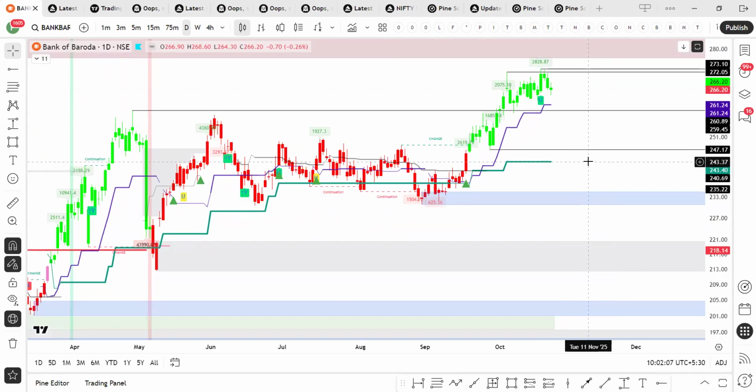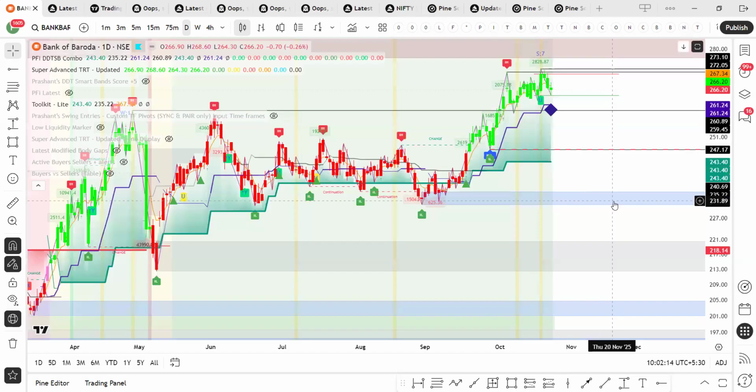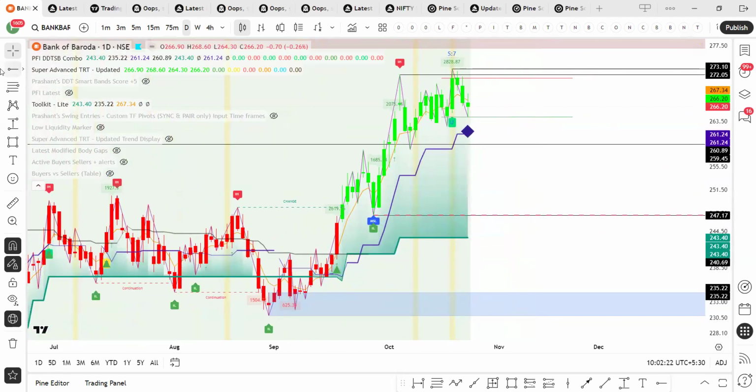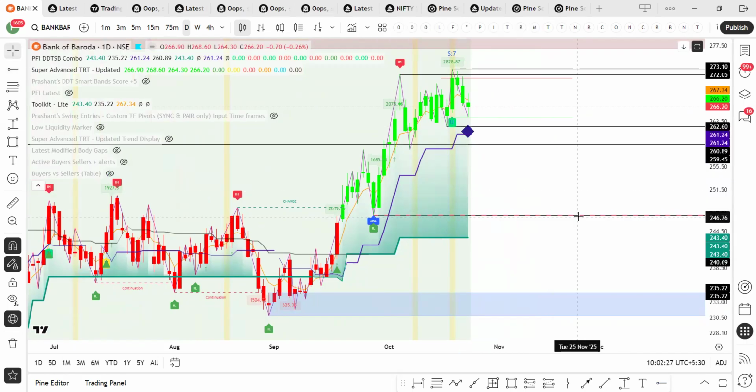If at all I have to do anything, based on the I Start Entries toolkit light, I may look to buy. The buy opportunity was here and the stop loss will be below this low. There is a swing low here. If a candle closes below this, I may exit. If it is based on toolkit light entry, I Start Entries has created one entry here, second entry at this location. Right now the stop loss is this. And if it creates a higher low, it will be the intermediate low at that time.